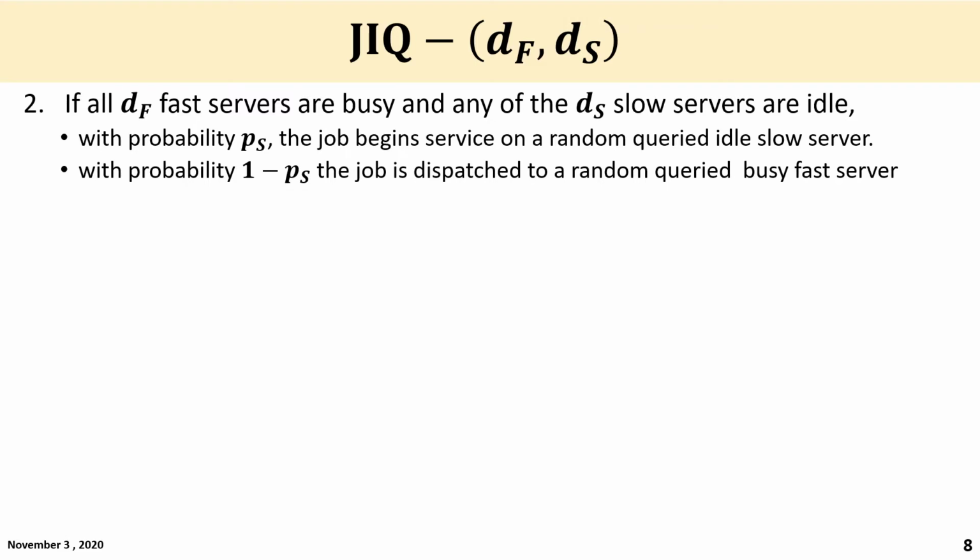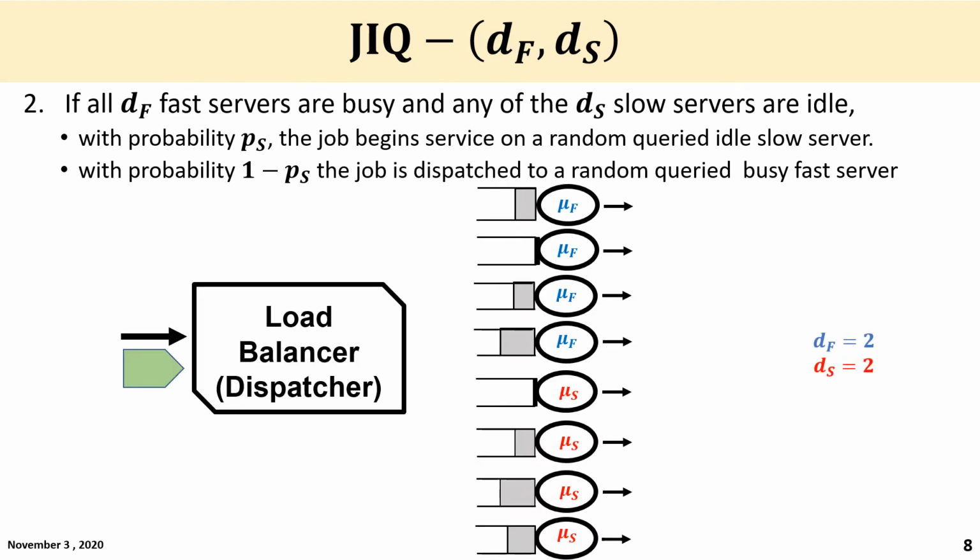Now, if all the fast servers are busy and there exist idle slow servers in the queue, the job is dispatched to the idle slow server with probability PS, or to a random queue-read fast server with probability 1 minus PS. Here is the illustration of this.